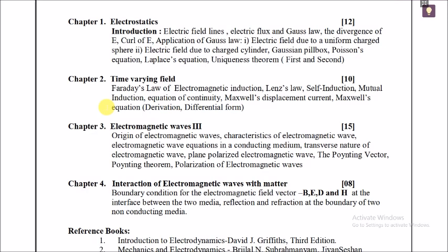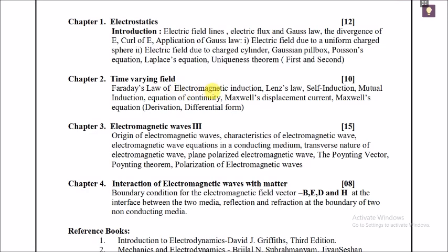Then the second chapter is called time varying field. In this chapter we are going to study the fields which depend upon time, meaning those fields which are changing with time are called time varying fields. These variations in the field according to time are given in this chapter. For that we first have to study Faraday's law of electromagnetic induction.